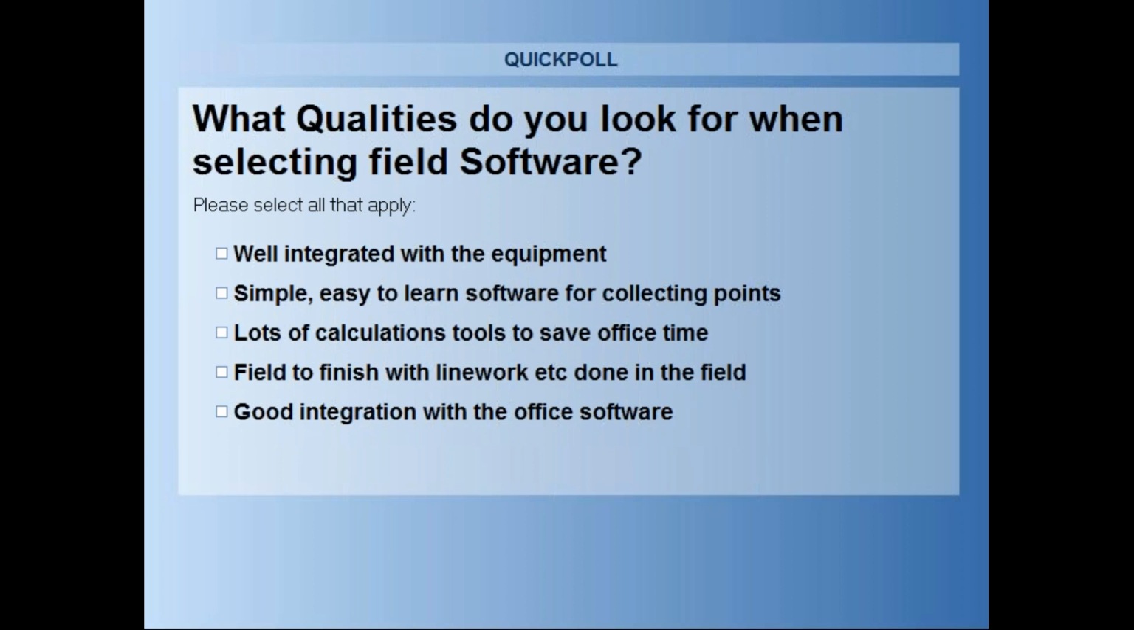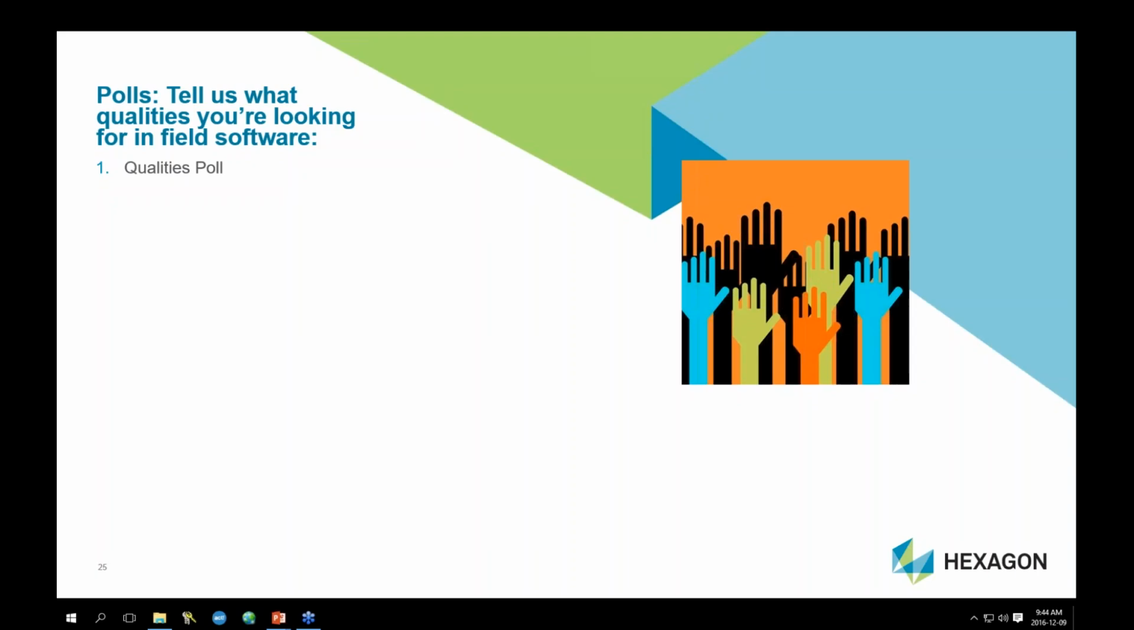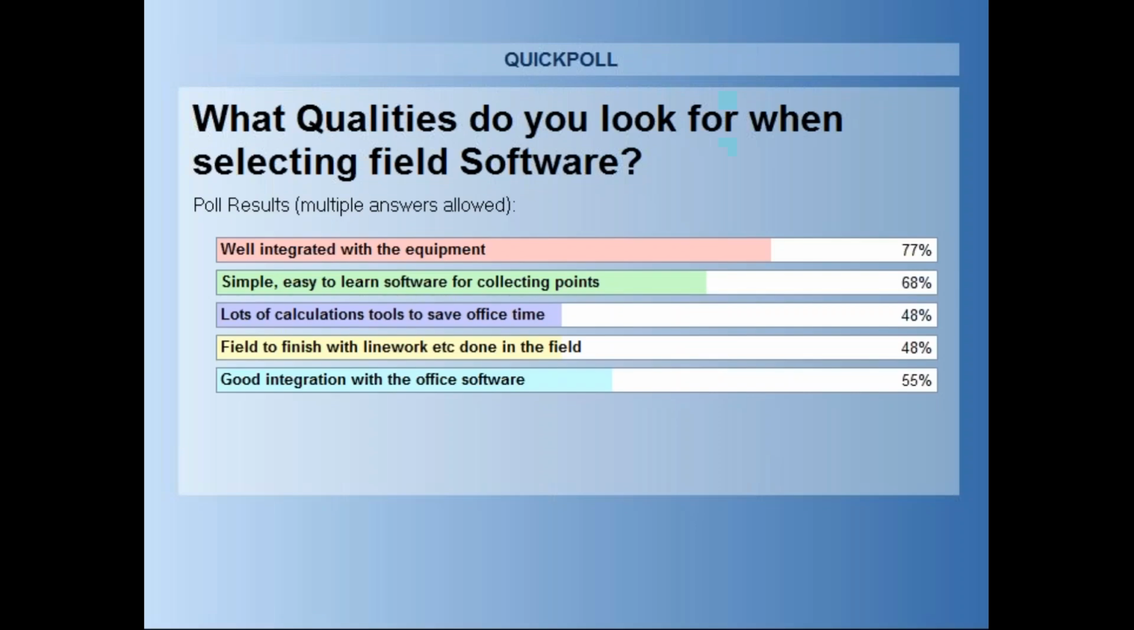All right, I'll close that and let's have a look at the results. So, it looks like the majority of users are looking for something that's well integrated with the equipment. I think I can understand that need, because there's nothing more frustrating than simply not being able to connect, or seeing a delayed display or delayed search behavior with robotic equipment, things like that.